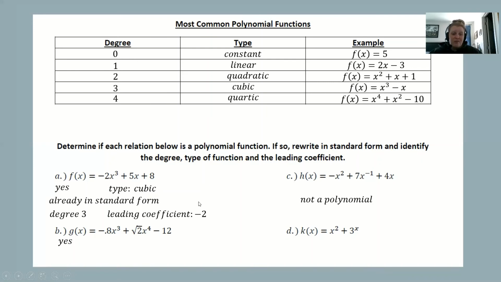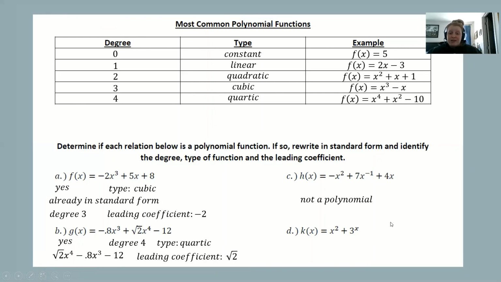Letter B, even though it has a root, we look at exponents. We have 3, 4, and no x's. So yeah, our exponents are good. We would want the x to the 4th to come first, then the x cubed, and then the 12. So there's your standard form. The highest power is 4. And if something's to the 4th power, it is a quartic function. And the number in front of x to the 4th is √2, so that's the leading coefficient.